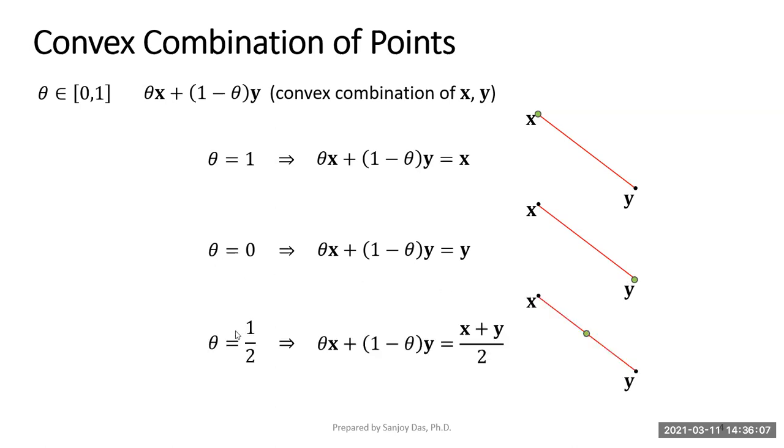Now with theta equals half, the point becomes x plus y divided by 2, which is the midpoint of x and y. Okay, so for all values of theta between 0 and 1, this convex combination, this green circle here, will lie anywhere in this straight line connecting the points x and y. It won't go outside on this side or outside on this side. It'll lie in the straight line segment, that is this red line, which connects x and y.